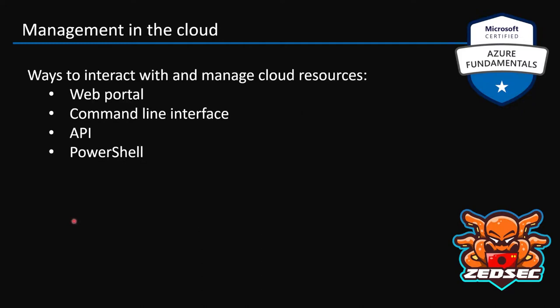Management in the cloud. So there's multiple ways you actually interact with the cloud and manage cloud resources. First being the web portal, portal.azure.com. You can also use the Cloud Shell, so command line interface. There's also CLI tools you can install to your machine locally. You can use API and you can use PowerShell as well.